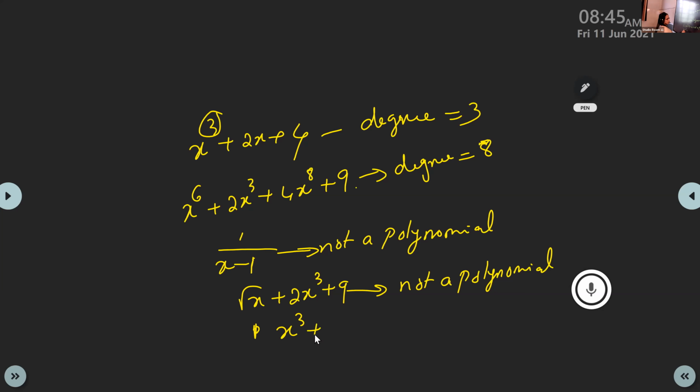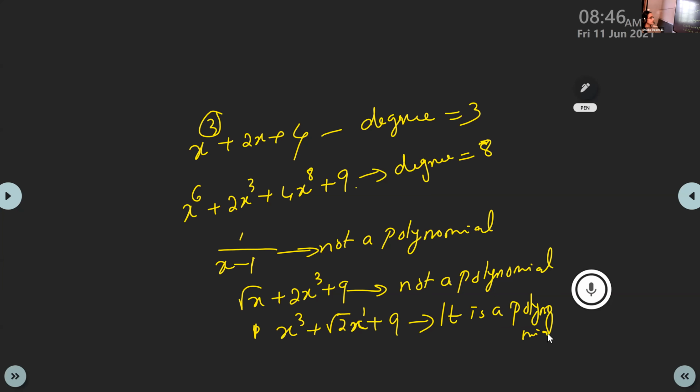So what about x cube plus root 2x plus 9? Is it a polynomial, Atulya? Yes, this is a polynomial because root 2 is a number. The variable's power must be positive. Here the variable's power is 3, and here it is 1. So it is a polynomial with degree 3.